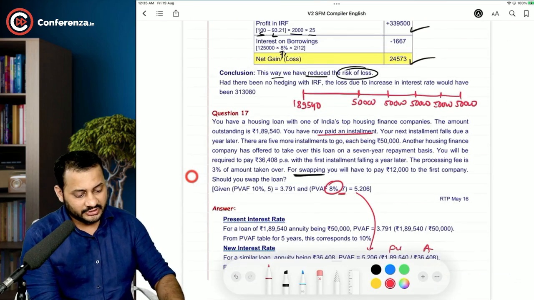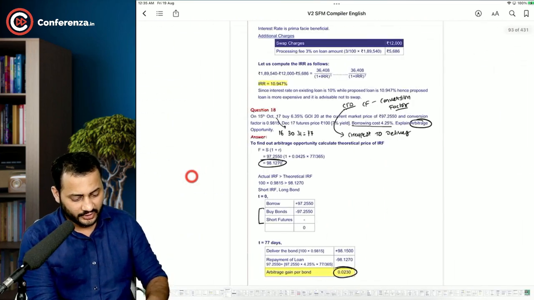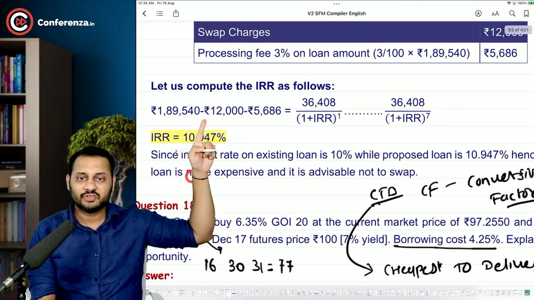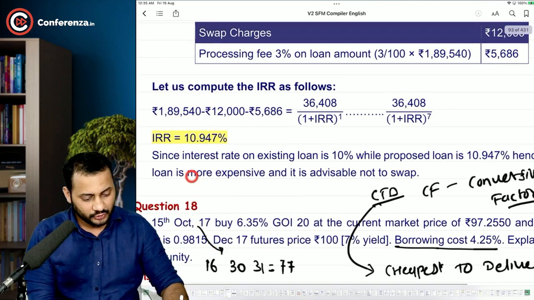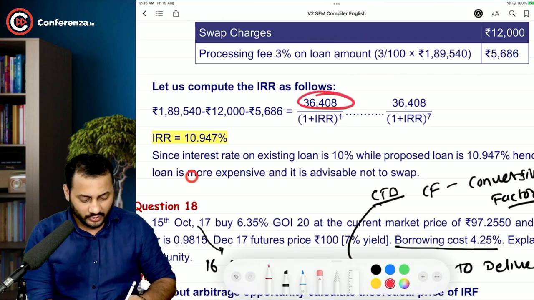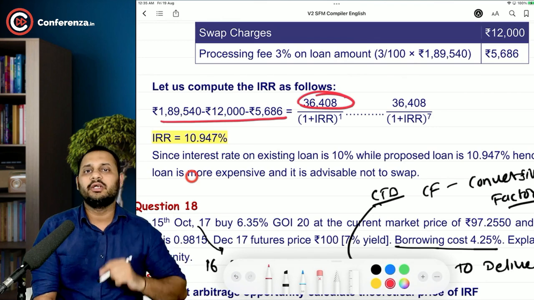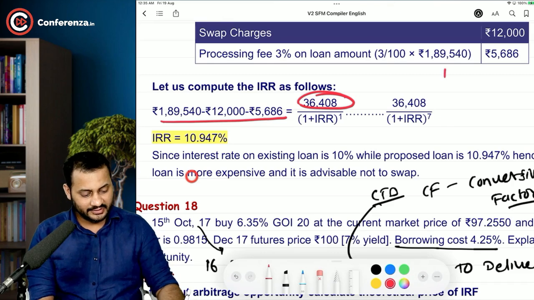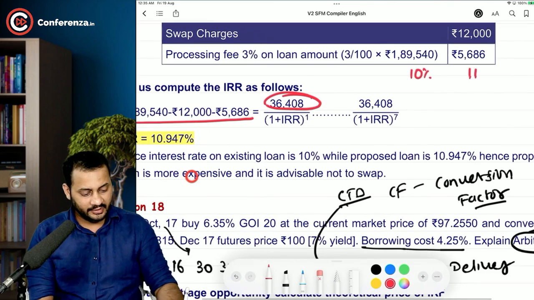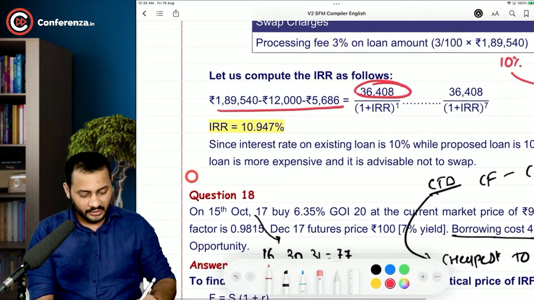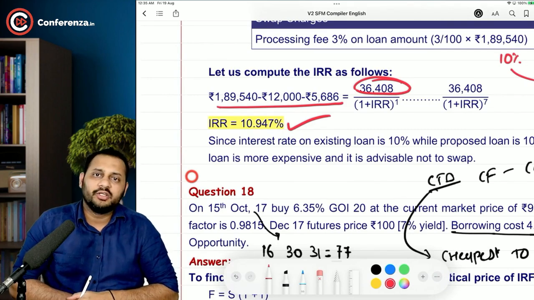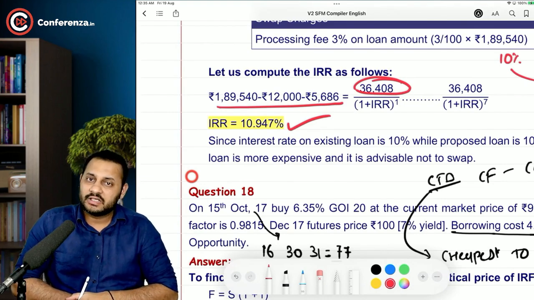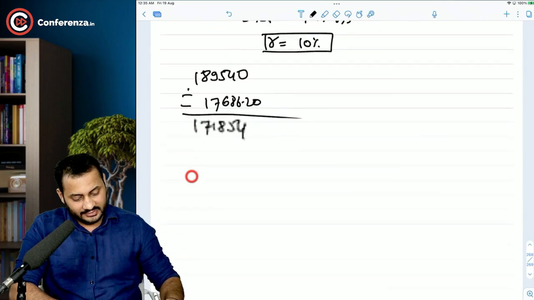But when you include the charges, what will happen? You will receive lesser amount of loan if they would have paid you. So this is going to be the cash calculation now. 189,540 minus 12,000 minus 5,686. So the same amount of EMI is calculated at a lesser amount of loan. And now you calculate the interest rate. You can easily calculate the interest rate by first taking, let's say, 10%, and then taking 11%, then interpolating both of them, and the answer will be 10.947. I'm not doing the interpolation now. We have seen lots of questions. So the IRR will come to 10.947%.